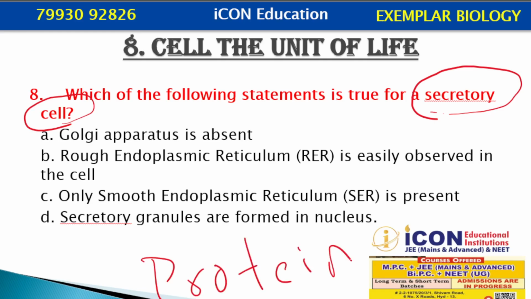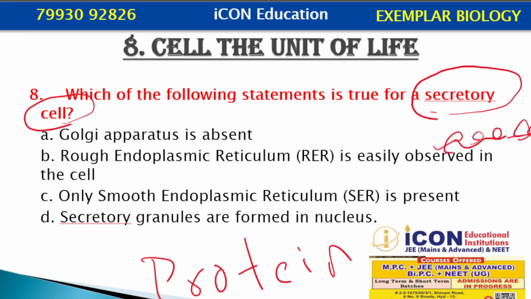Secretory cells are the primary sites for the synthesis, folding and modification of protein, because they have to be secreted in the form of digestive enzymes or hormones. So we know that rough endoplasmic reticulum is related with protein synthesis, because rough endoplasmic reticulum will have ribosomes on their surfaces and they are related with protein synthesis.